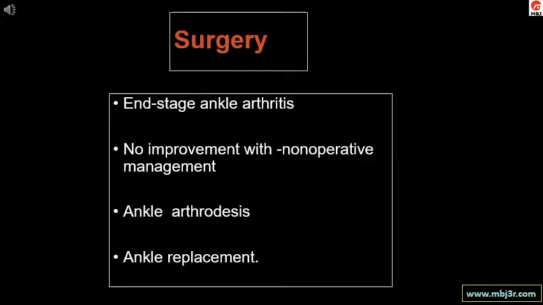Coming to the surgery. End stage ankle arthritis that has failed non-operative management is treated with ankle arthrodesis or ankle replacement. Until recently, ankle arthrodesis was the preferred surgical treatment for ankle arthritis, but modern technology and surgical techniques have yielded similar outcomes and patient satisfaction with ankle replacement.